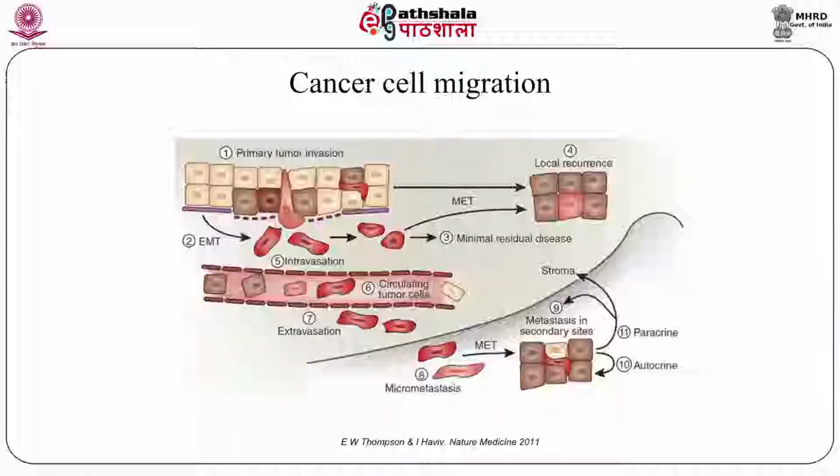Metastasized cancer cells undergo both autocrine and paracrine pathways, which modulate the extracellular matrix to promote establishment, survival and growth of the macrometastasis. This is depicted in number 10 and number 11 of this image.